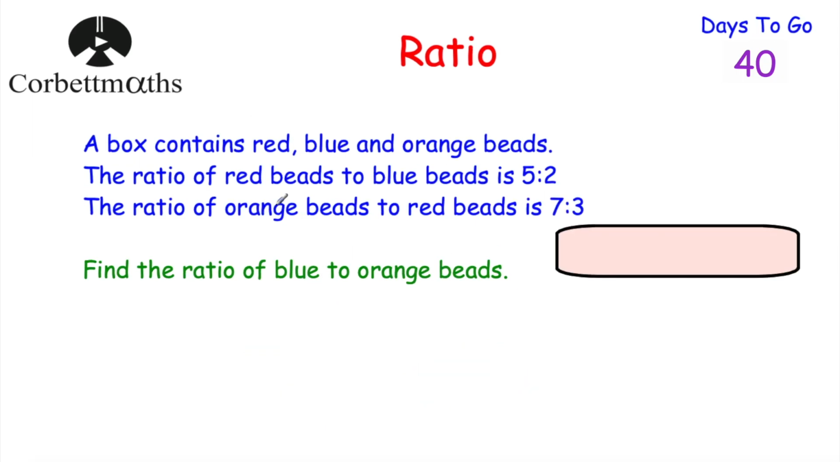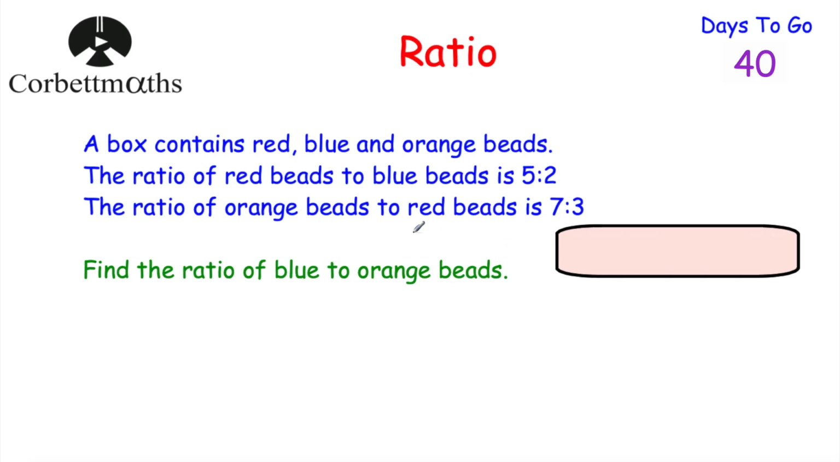Okay, let's have a look at one last question. So our last question says a box contains red, blue and orange beads, and the ratio of red beads to blue beads is 5 to 2. The ratio of orange beads to red beads is 7 to 3, and I want you to find the ratio of blue to orange beads. So feel free to press pause and try this question out yourself.